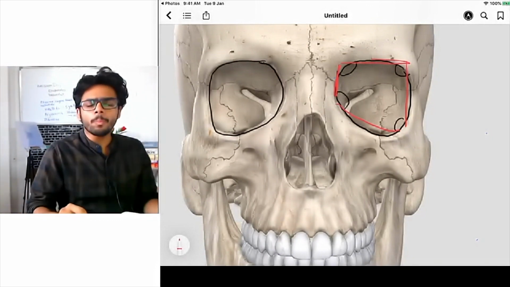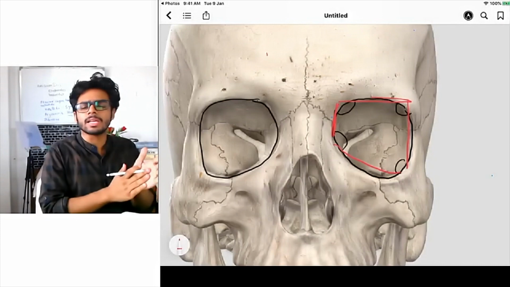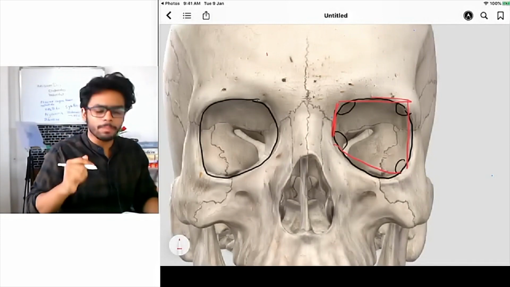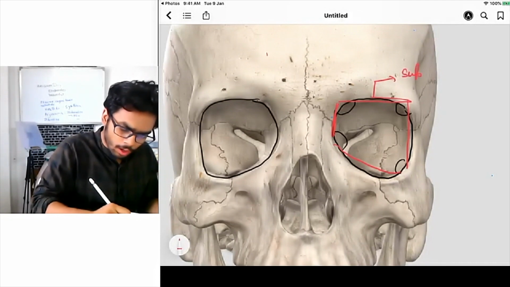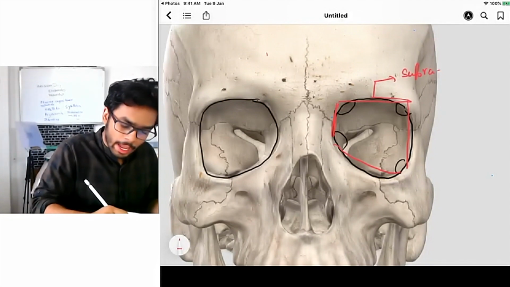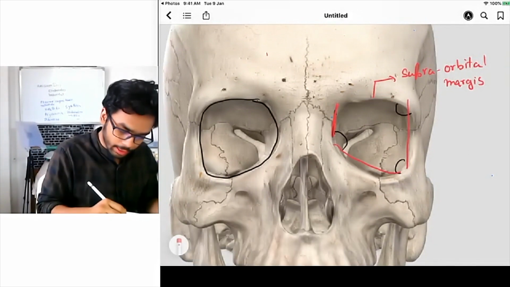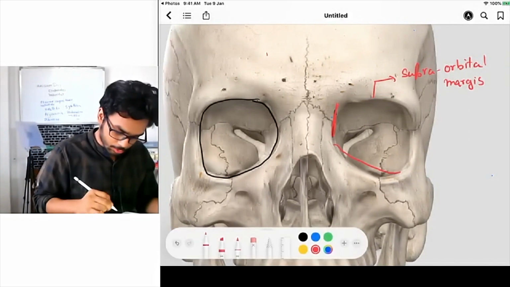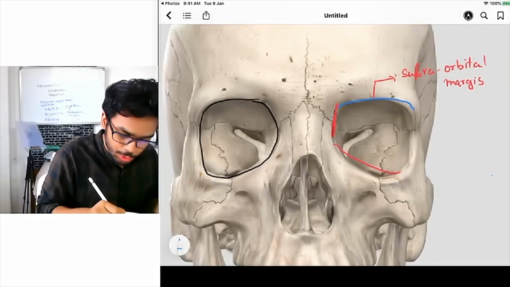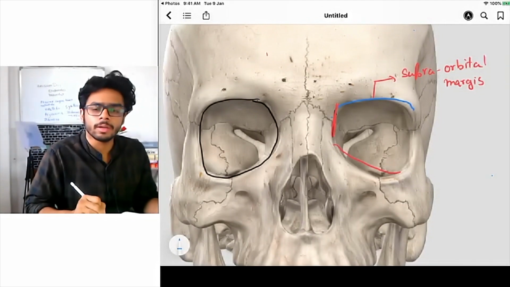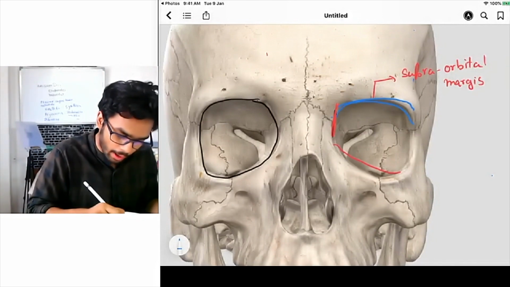The first margin is the supraorbital margin. From the name itself you can get the image of what that structure means. Supra means above. Above what? Orbital, orbit. So it is known as the supraorbital margin. That is this margin. Can you see? Let me mark it with another color so that it will give you a clear picture. This is the supraorbital margin, and it is formed by the frontal bone. This margin is formed by the frontal bone.